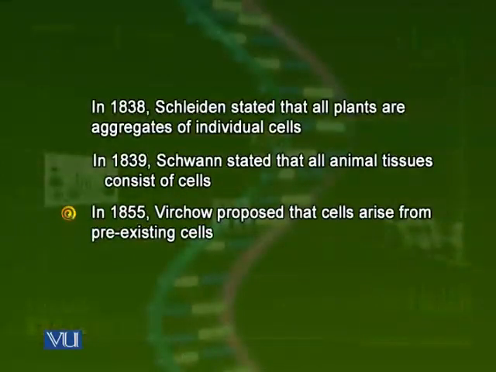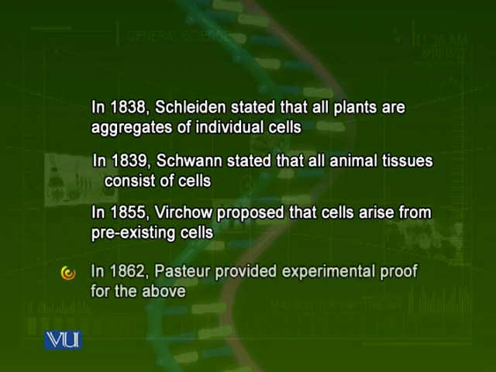In 1855, another scientist, Virchow, described that cells only arise from pre-existing cells. That is, if some cells are present, they divide and produce new cells. Pasteur later on produced the proof for this, that cells arise from pre-existing cells. In this way, the cell theory took its current form: all living organisms consist of one or more cells, cells are the basic unit of life, and all cells arise from pre-existing cells. This is about the important features of cell theory.